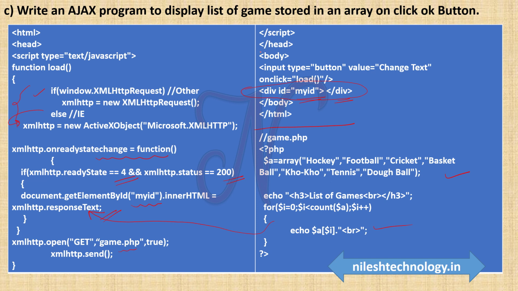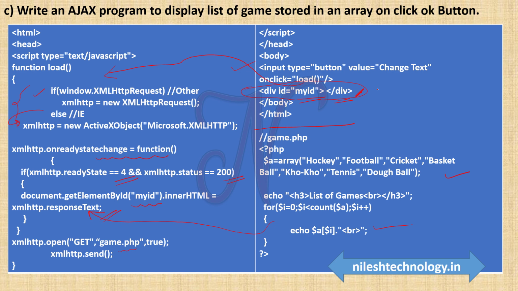Okay, here we start the body, and this is your button. If you press the button, here we call the load function. So this is your load function. If you press it, then all these game names are displayed in between this div tag. Okay, so this is the Ajax program.